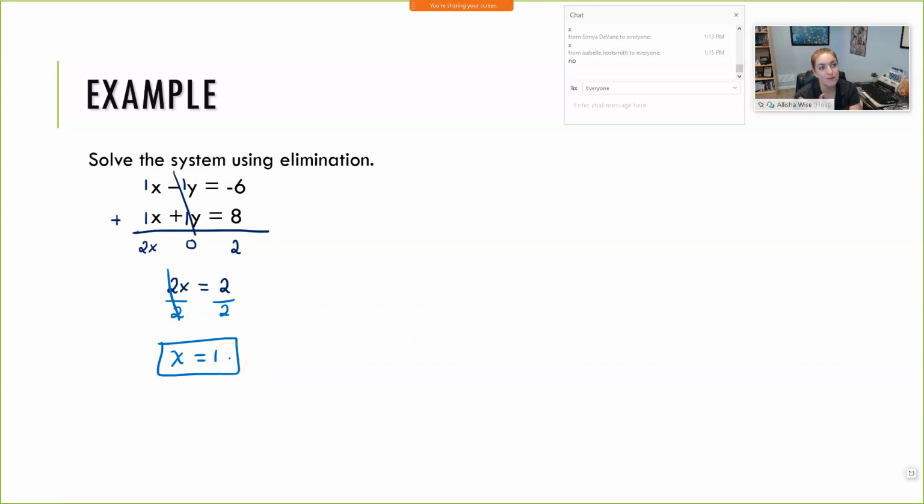And just like before, once you have one solution, we're just going to substitute it back in. This will be equation 1 and equation 2. Remember, it doesn't matter which equation you substitute it in for. I'm just going to go ahead and plop it into equation 1. X is 1.